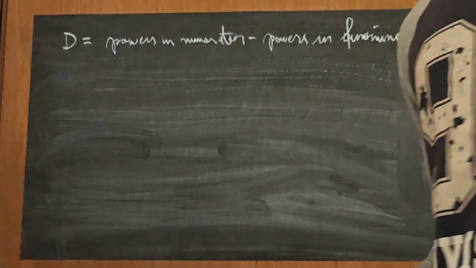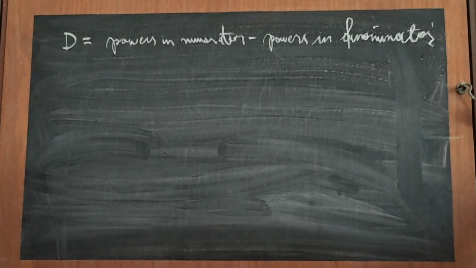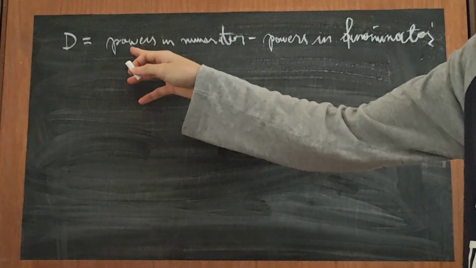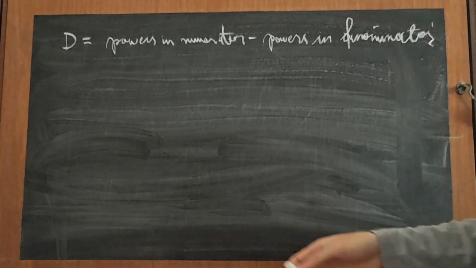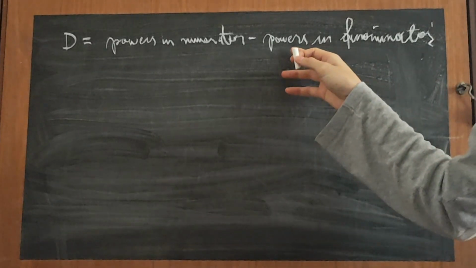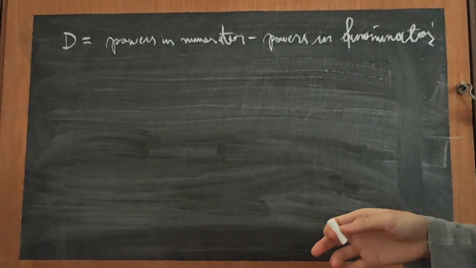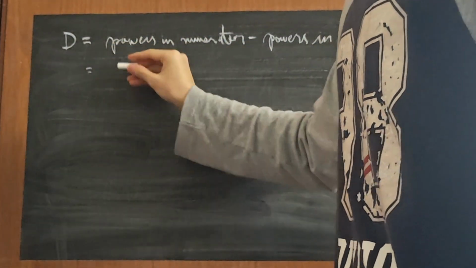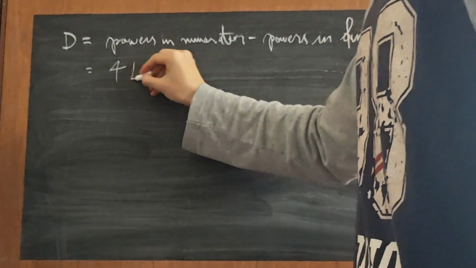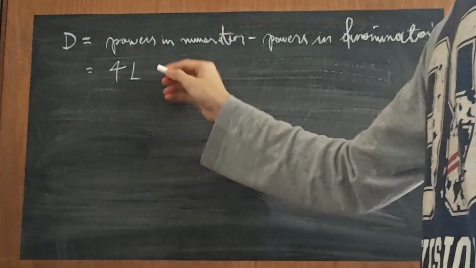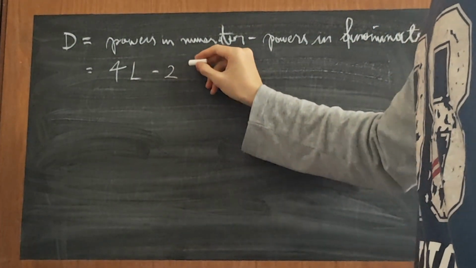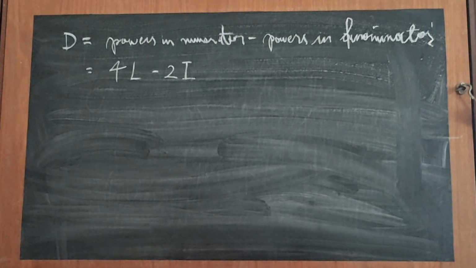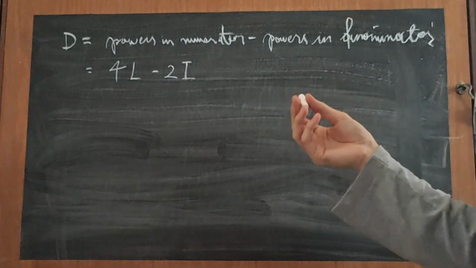D stands for the superficial degree of divergence, which we talked about. We're going to define it to be equal to the powers in the numerator of the integral minus the powers of the denominator. And this is easily expressed if you take the number of independent loop momenta multiplied by 4 and take the number of internal lines multiplied by 2, and you take the difference between them.